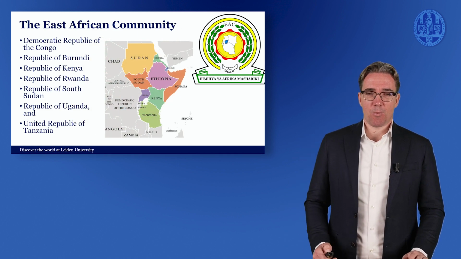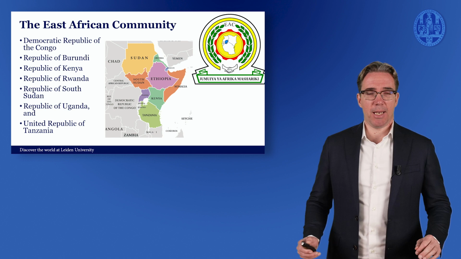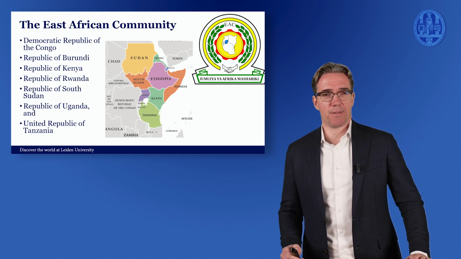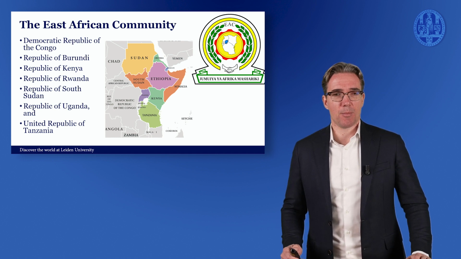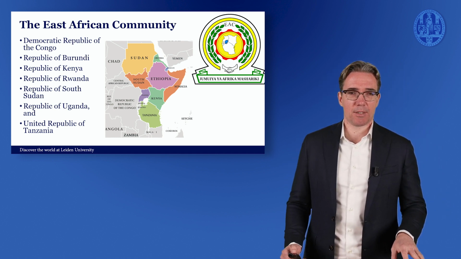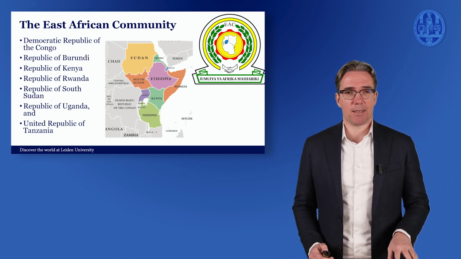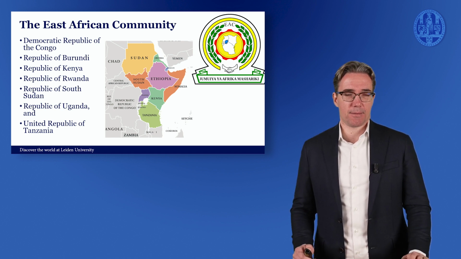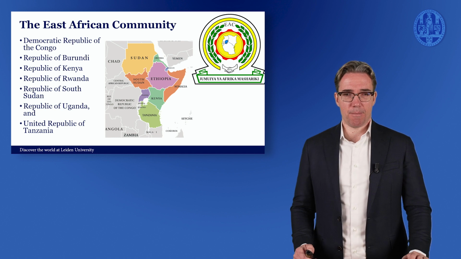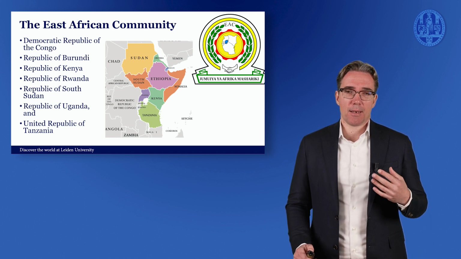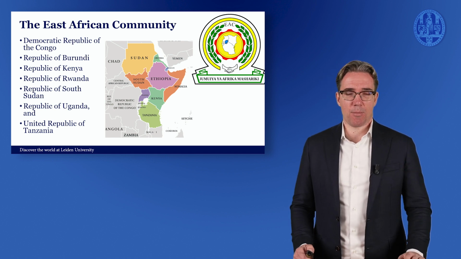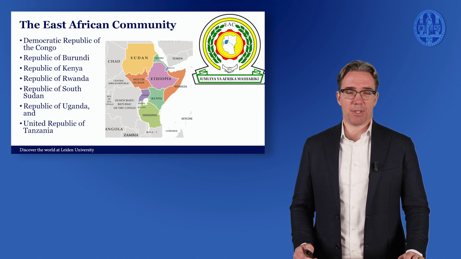Within Africa, one of those regional organizations is the East African Community, which currently consists of the Democratic Republic of Congo, Burundi, Kenya, Rwanda, South Sudan, Uganda and Tanzania, with Somalia in close proximity to membership. One of the 8 regions in Africa and one of the more supranational ones that we will be studying in this MOOC.